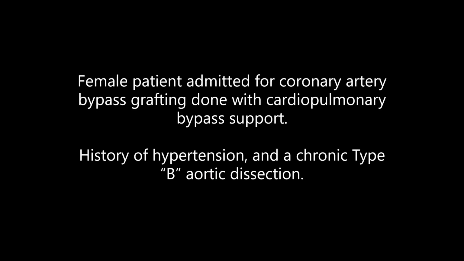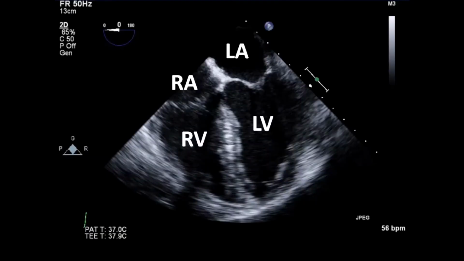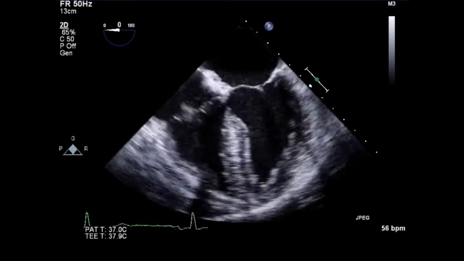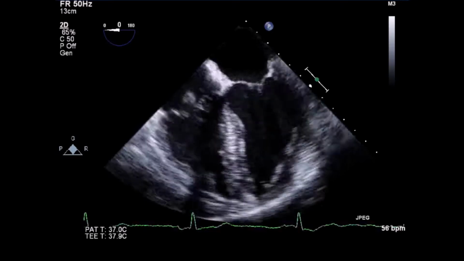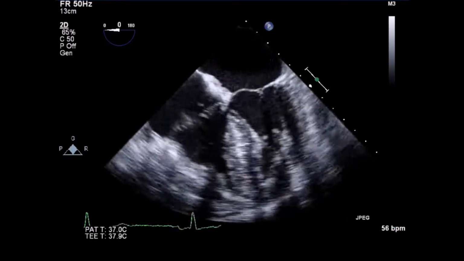This is a female patient admitted for coronary artery bypass grafting done with cardiopulmonary bypass support. She had a history of hypertension and a chronic type B dissection. This is a transesophageal echo, 4-chamber view. You can see normal heart function, a little mild dilation probably of the left atrium.